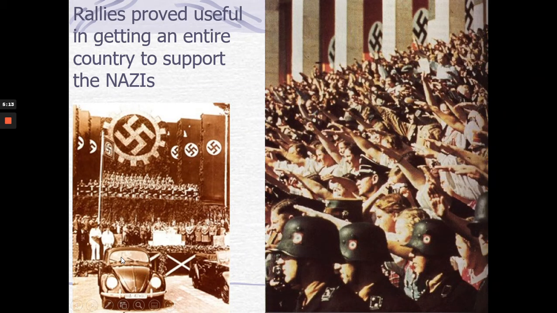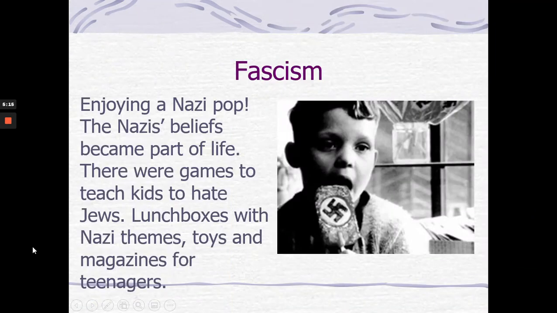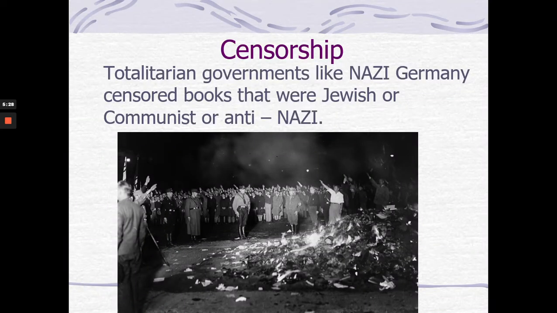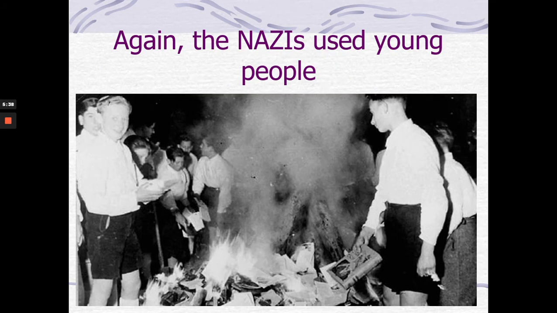Remember, Volkswagen is a German car. Okay? Fascism uses a lot of psychology, a lot of indoctrination. Like, look at this popsicle that this kid is eating. Okay? And censorship, burning books, to tell people what they can and can't read. Okay? And the use of young people to do things like this. Okay? People who weren't specifically told to do it, but did it on their own. The Nazis relied on people like this.